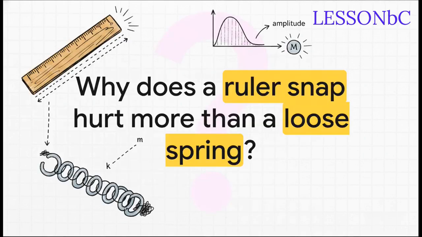And to wrap things up, here's a final thought question for you. Based on everything we've talked about, why does getting snapped by a ruler hurt way more than getting hit by a loose spring, even if you pull them both back the exact same distance? The answer lies in one of those key variables we explored today. I'll let you think.